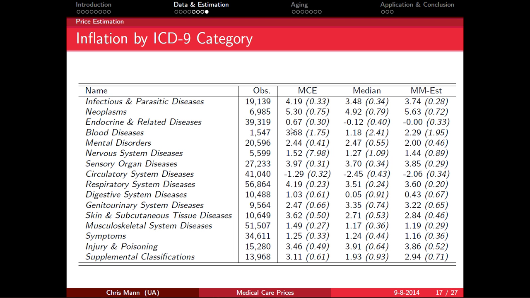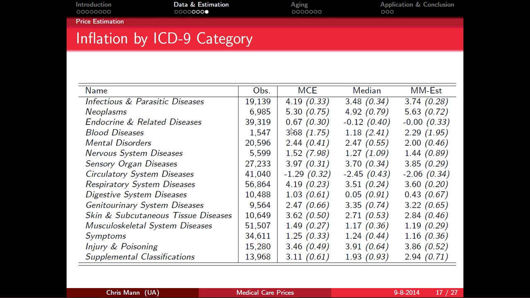Okay. Now, if we look at the inflation rate by ICD-9 categories, and these are a few listed here by the different ways, we can see from this first column over here that the inflation rate fluctuates significantly across different diseases.